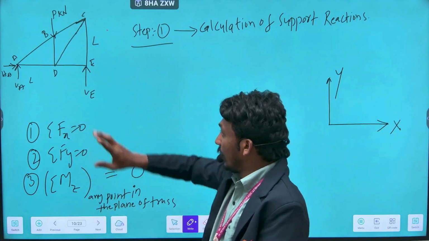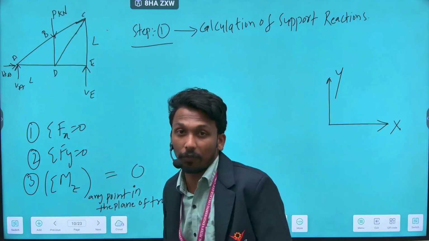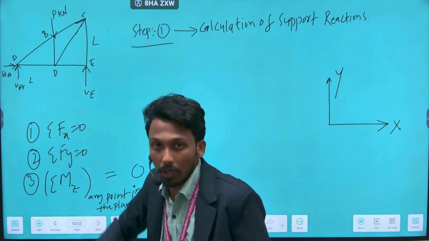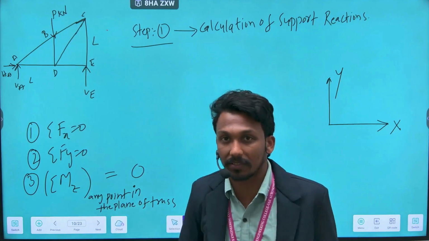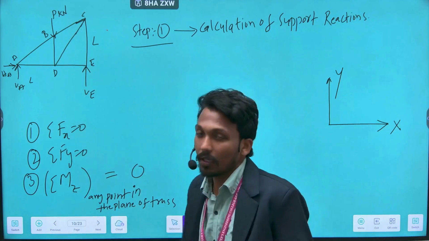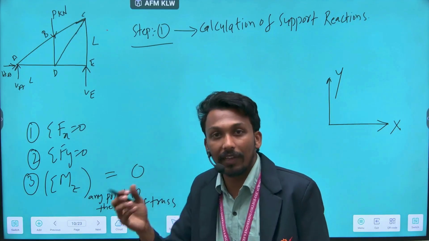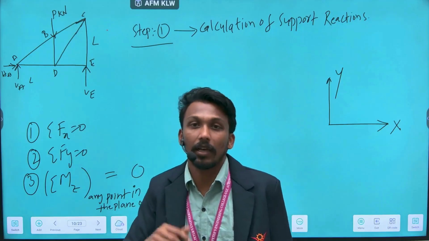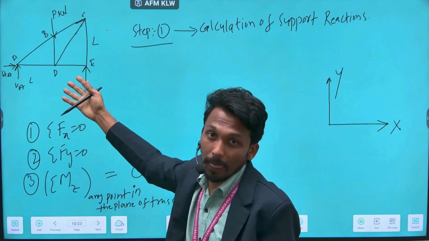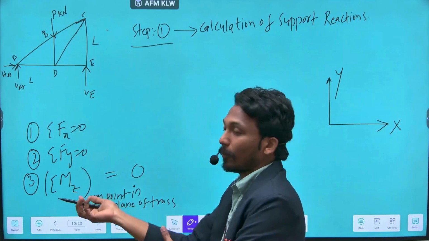Otherwise, it will be very difficult for us to analyze any joint and calculate the member forces, because as we have seen earlier, at every joint we have more than two unknowns and only two equilibrium equations. So we calculate the support reactions first, then at each joint we apply equilibrium equations, and at the end we get all the unknown member forces.